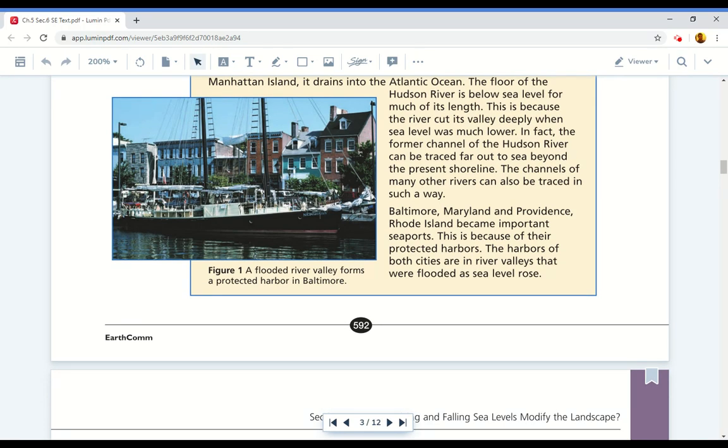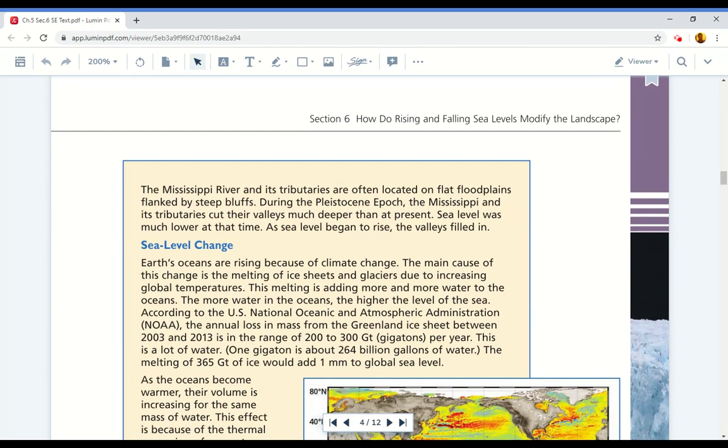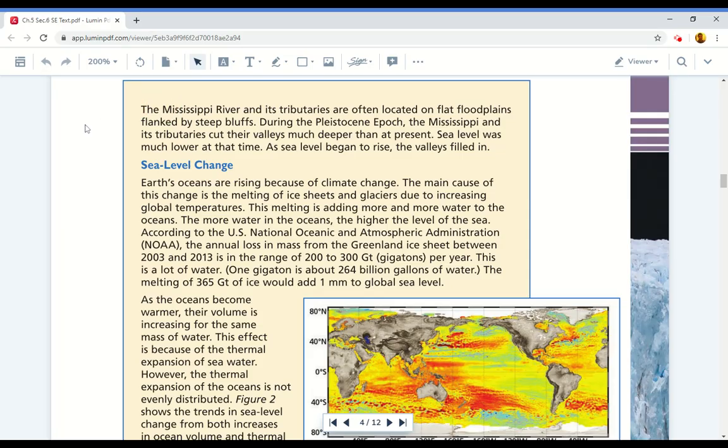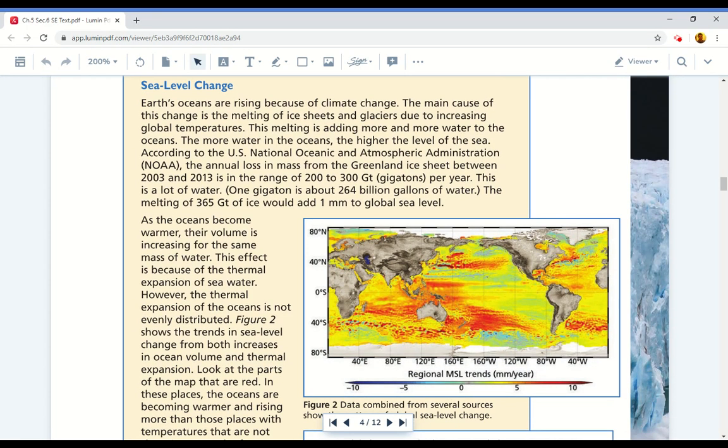Baltimore, Maryland, and Providence, Rhode Island became important seaports. This is because of their protected harbors. The harbors of both cities are in river valleys that were flooded as sea levels rose. The Mississippi River and its tributaries are often located on flat floodplains flanked by steep bluffs. During the Pleistocene epoch, the Mississippi and its tributaries cut their valleys much deeper than at present. Sea level was much lower at that time. As sea level began to rise, the valleys filled in.